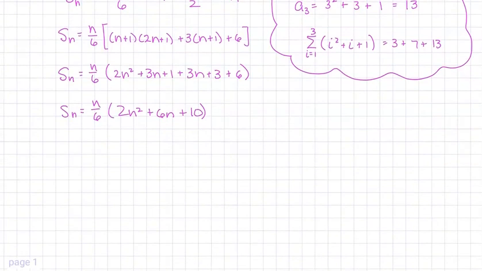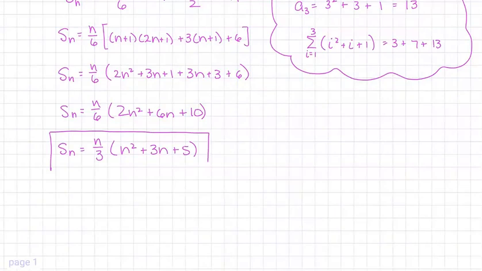We can factor out a 2 from that. And when I factor out the 2 from here, it's going to cancel out with the 6 and make it a 3. So I'm going to have n over 3 left and have n squared plus 3n plus 5. And that quadratic does not factor anymore, so I'm going to leave my answer like that. And voila, we have a formula for the nth partial sum. So that's the first example, and that's pretty much what we do for all of these.